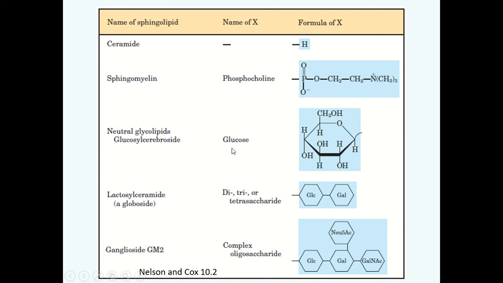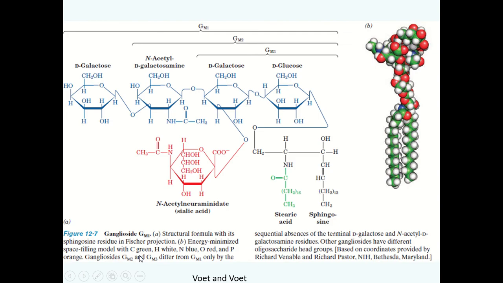If glucose is attached, these are called glucocerebroside. Several different other types of oligosaccharides can also be attached. These are called gangliosides. This figure shows the structure of gangliosides. This is for your information only. You are not required to remember the structure of gangliosides.